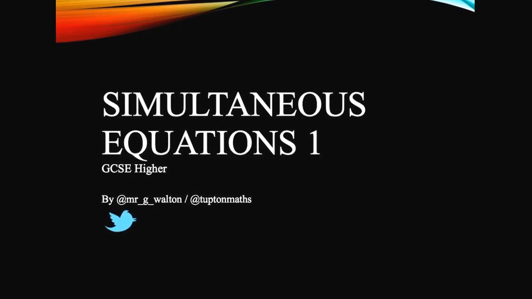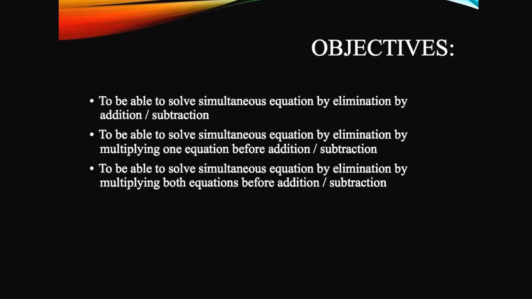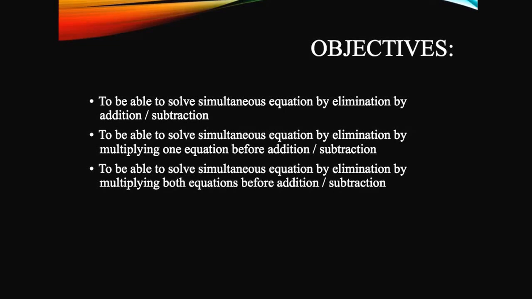Okay, let's have a look at what we're going to do in this video. By the end of the video you should be able to solve simultaneous equations by this elimination method, and we're going to do that by either adding or subtracting the two equations together to get rid of one of the variables. It might be that before we can do that we have to multiply one of the equations to enable us to eliminate one, or it might be that we need to multiply both equations by something before we add or subtract to get rid of either the x or y, or whatever the letter is that we're trying to eliminate.